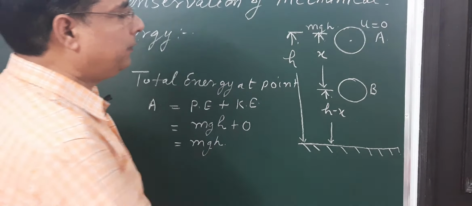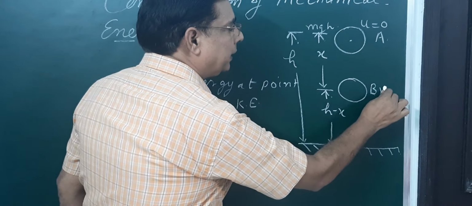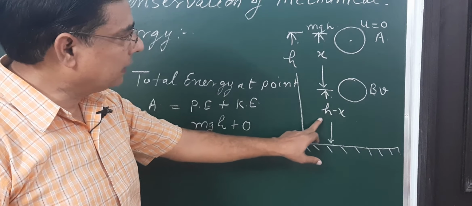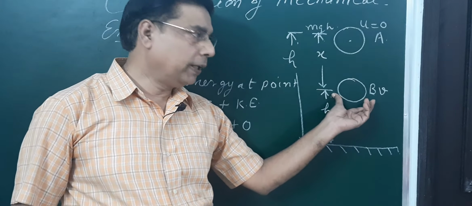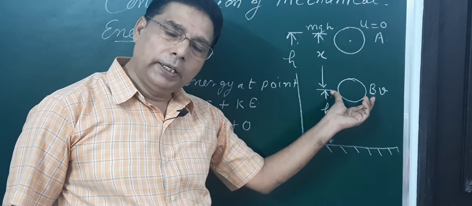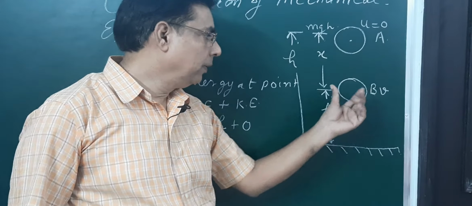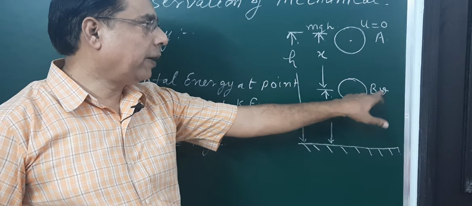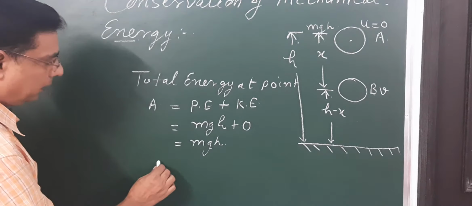At this point, it will acquire some velocity, and suppose at this point its velocity becomes v, and its height is h minus x. As this ball has the velocity at this point, therefore it will have some kinetic energy and it will have some potential energy. So we have to find what is the velocity v acquired by this ball at this point.